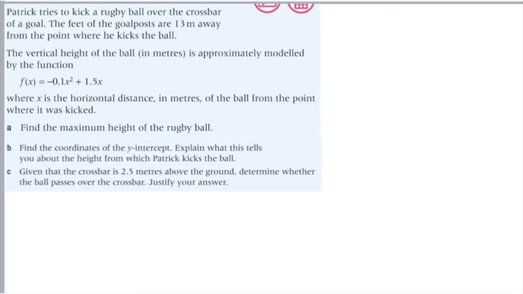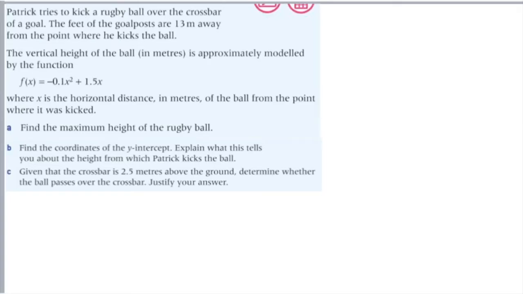All right, so here is the second example that I'd like to go through with you today. This one is about Patrick trying to kick a rugby ball over the crossbar of a goal. The feet of the goalposts are 13 meters away from the point where he kicks the ball. The vertical height of the ball is approximately modeled by this function, where x is the horizontal distance in meters, and it wants us to find some things.